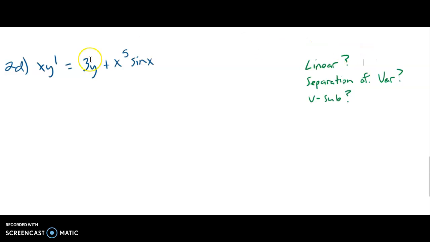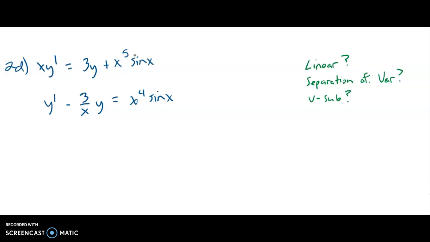So I'm going to do two things in one step. I'm going to get this on the left side, so it'll be subtracted, and then I'm going to also divide by x. If I do that, we get y prime minus 3 over x times y equals, now remember, when I divide by x, I've got to divide everything by x. So this thing gets down to an x to the fourth times sine x.